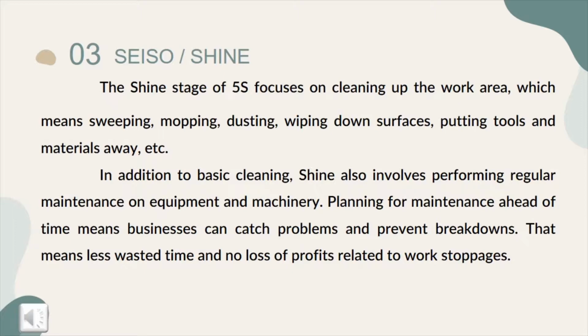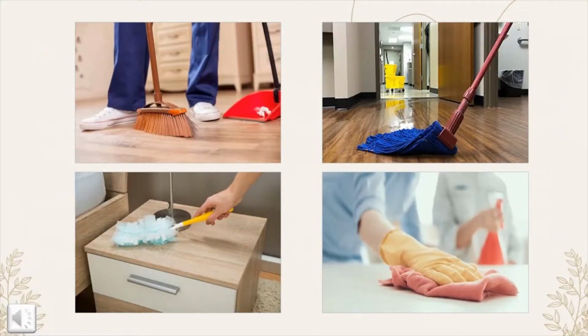The third S in the 5S system is what we call Seiso, or shine. The shine stage of 5S focuses on cleaning up the work area, which means sweeping, mopping, dusting, wiping down surfaces, putting tools and materials away, etc. This stage focuses on cleaning the workplace as well as performing regular maintenance on equipment and machinery that is being used throughout the entire activity. Here are examples of Seiso, or shine, which include sweeping, mopping, dusting, and wiping down surfaces.